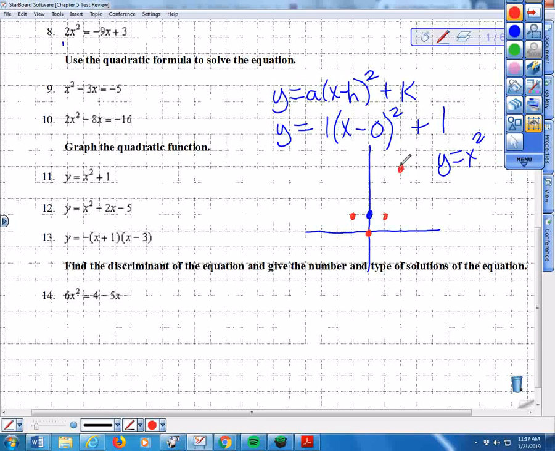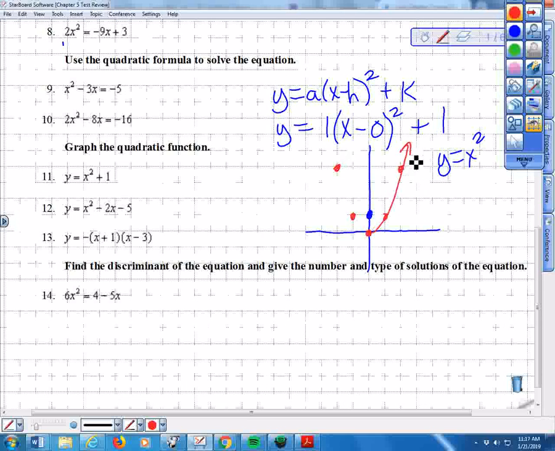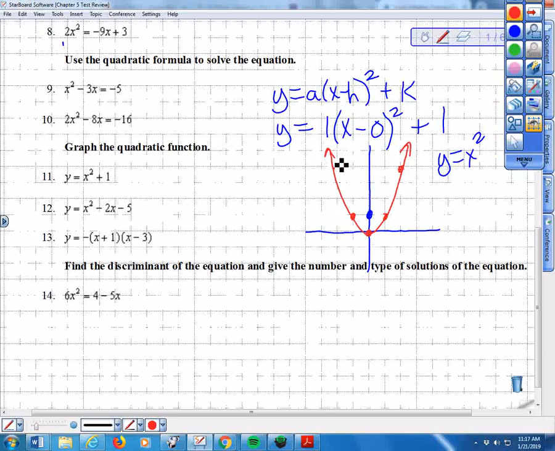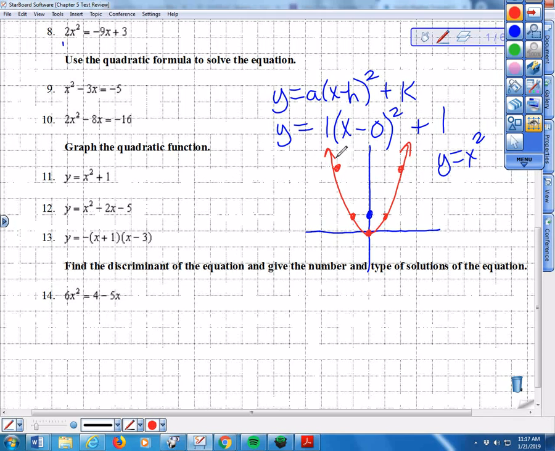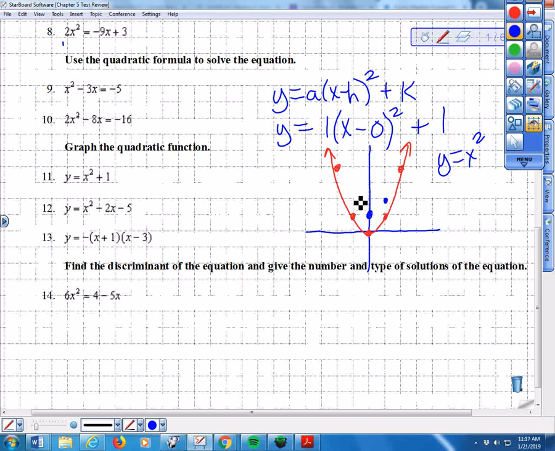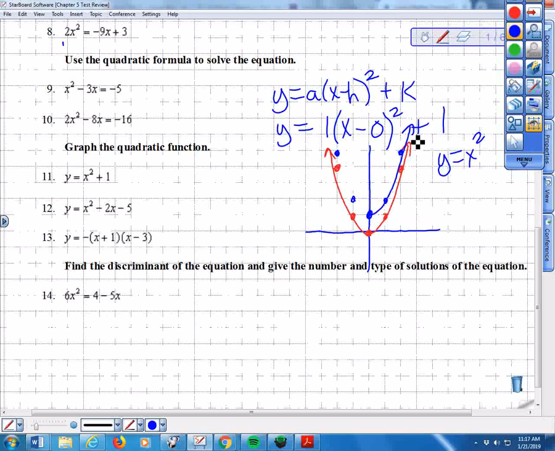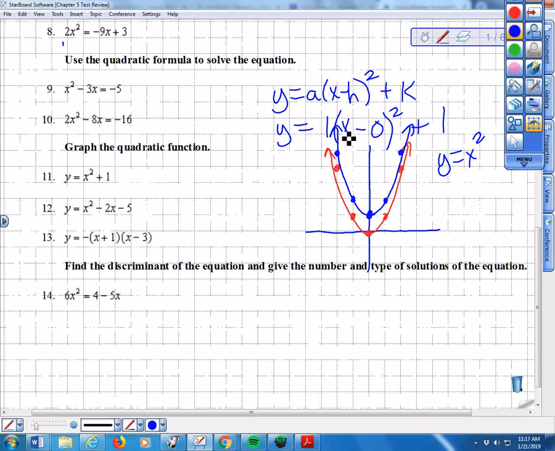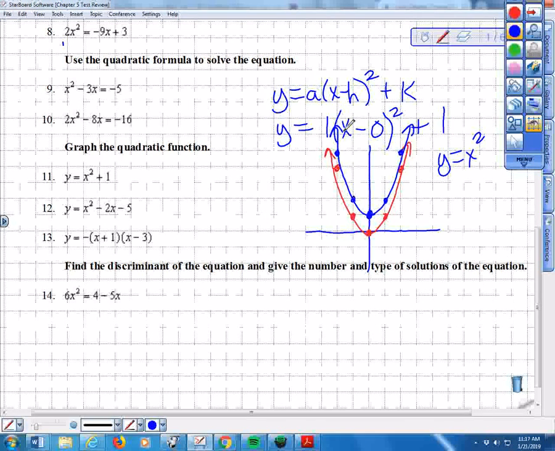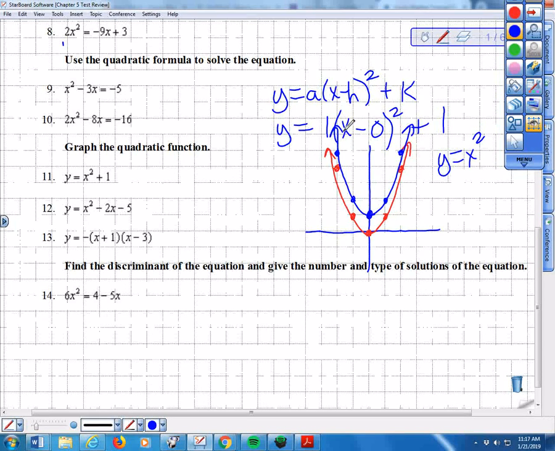1, 2, 3. So this is the graph of y equals x squared. My graph of y equals x squared plus 1 is just this graph shifted up 1 unit. So all these points just get shifted up. So there's the graph of y equals x squared plus 1. Questions on that?